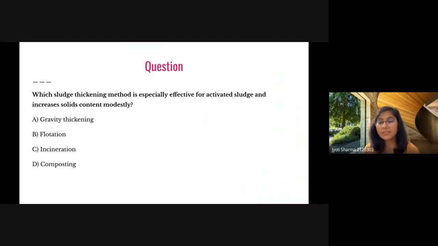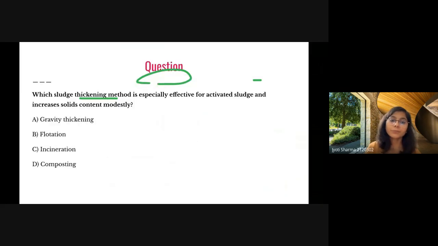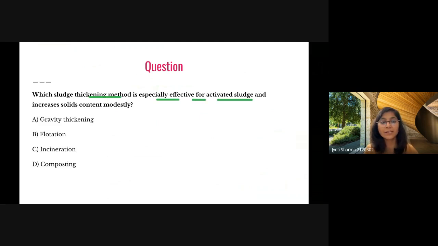Okay, which sludge thickening method? The first process is thickening. We talked about it here: in the concentration, we have thickening. Let me clear this. Which sludge thickening method is especially effective for activated sludge and increases solid content modestly? We have four options here: gravity thickening, flotation, incineration, composting.